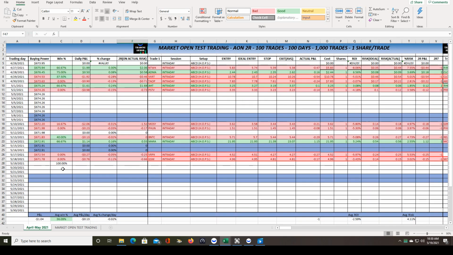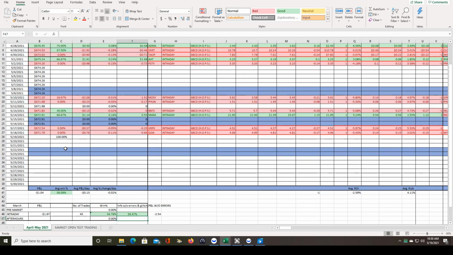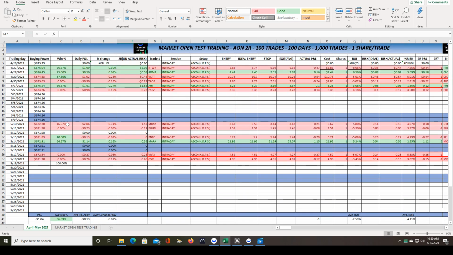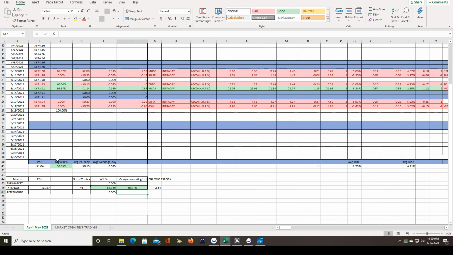The average of all of these win rates is 36%, and my break even is 33%, so just a little bit above break even. This is the most accurate for what I've done all month because this includes every single trade I've taken, winners and losers and error trades and all of that. So it'd be just about 35% after that Mosy trade.